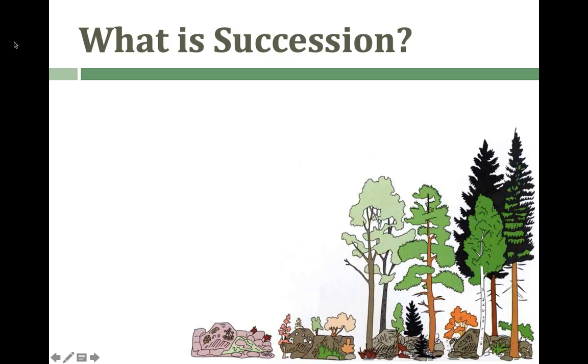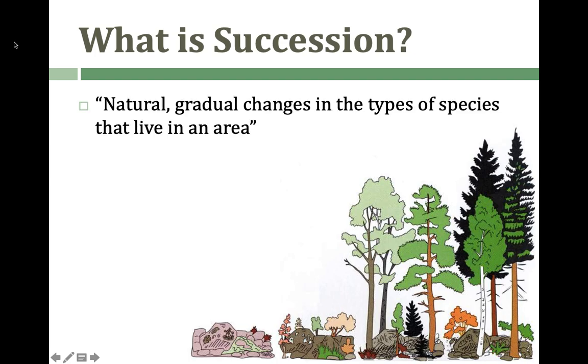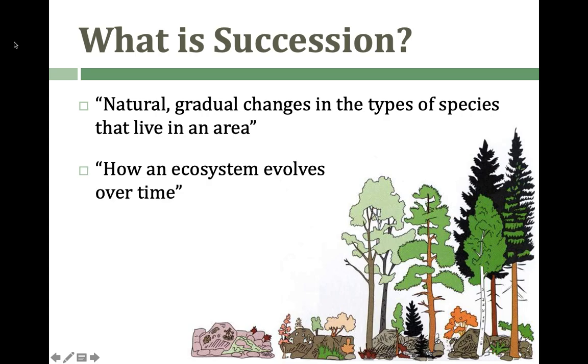Now, whether it's primary or secondary, succession follows the same general process. The process is natural, gradual changes in the types of species that live in an area. Another way to think of that is how an ecosystem evolves over time. This happens in any ecosystem, in any biome. I'm sure your grandparents would tell you, if they lived in the same house for a long time, how the yard looks very different than when they just moved in. The trees were much younger. So over time, it's natural for an ecosystem to change.